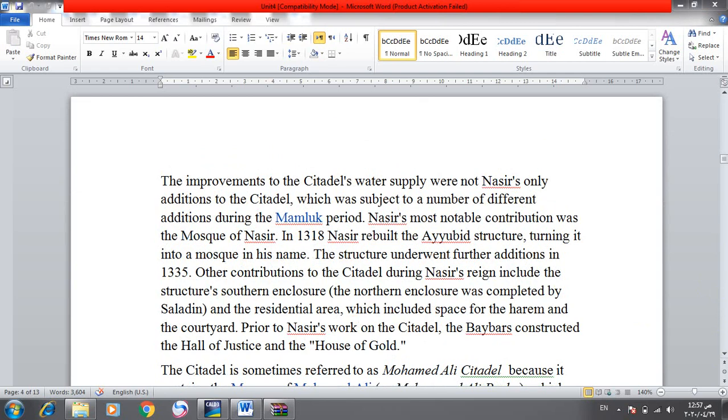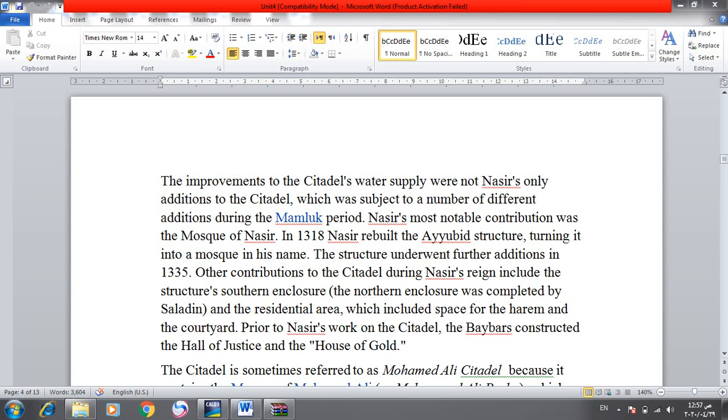Nasser's most notable contribution was the Mosque of Nasser, Jama Nasser. In 1318, Nasser rebuilt the Ayyubid structure, turning it into a mosque in his name. The structure underwent further additions in 1335.